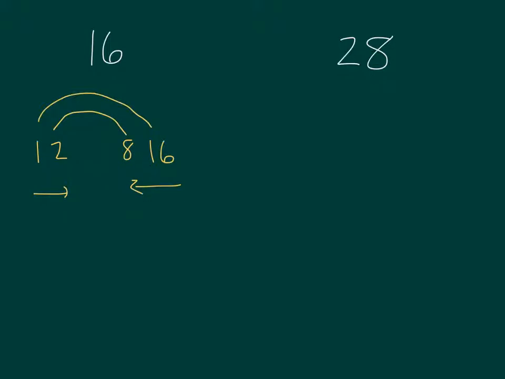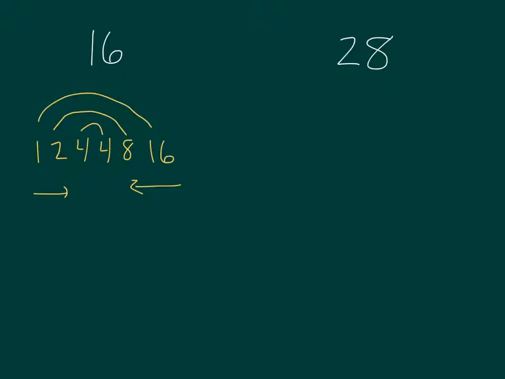Now, does 3 times something equal 16? No, it doesn't, unfortunately. 3 times 5 is 15, and 3 times 6 is 18. So 3 does not work. But we move to 4. Now 4 times 4 is 16. So they are factor pairs together.